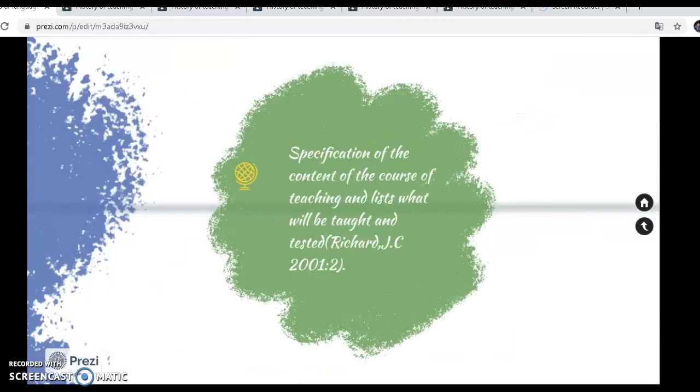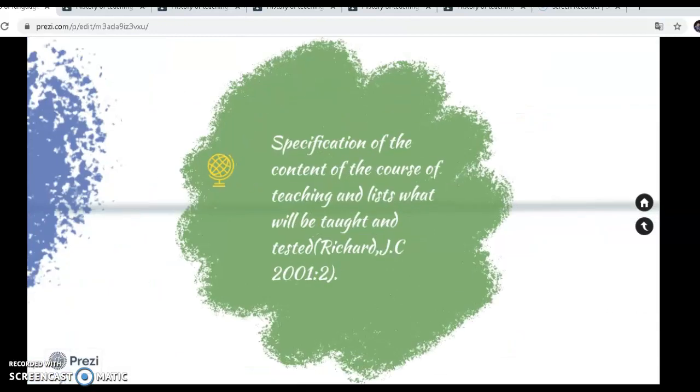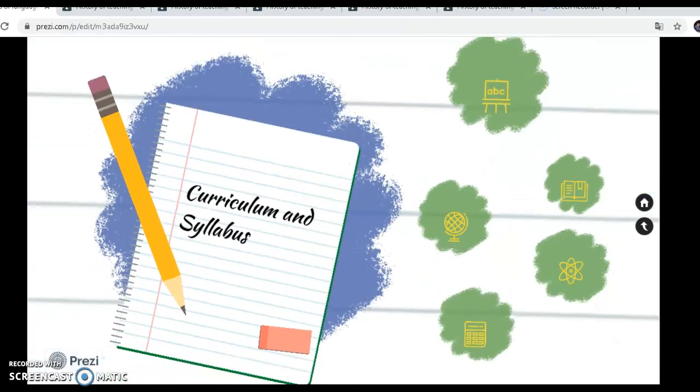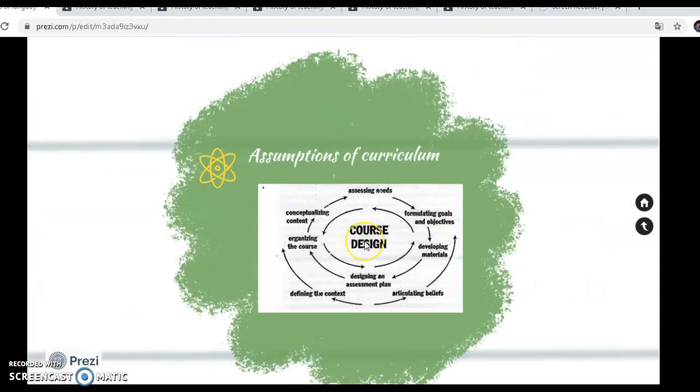Richards says that a syllabus is a specification of the content of the course of teaching and lists what will be taught. This is the definition of syllabus. It lists what will be taught and tests content of the course. So, I can conclude we can establish that syllabus is part of curriculum, since curriculum goes beyond.